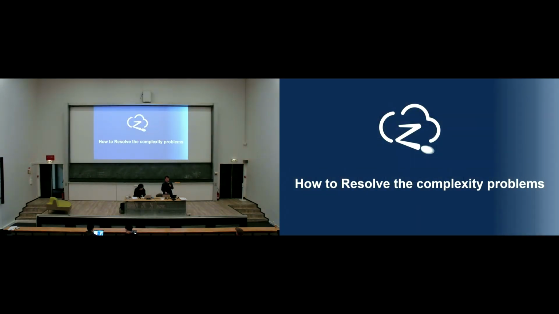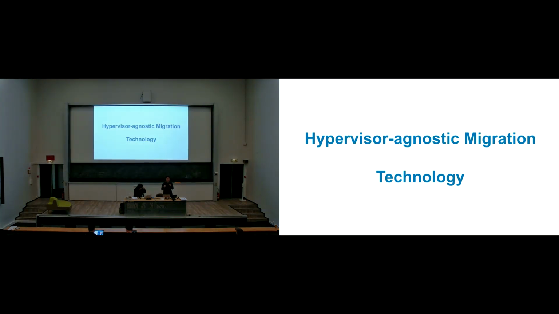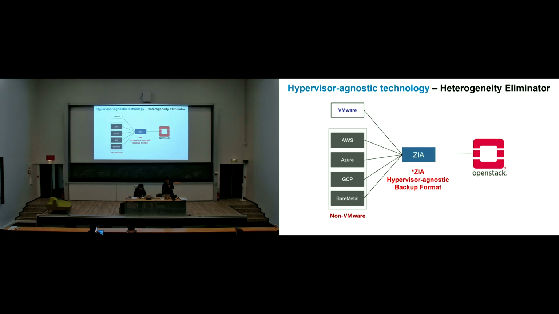How can we resolve these complex issues? ZConverter has hypervisor-agnostic migration technology. Hypervisor-agnostic technology is a heterogeneity eliminator. As you can see from this slide, the first step of migration with ZConverter is to capture a ZIA image backup format. VMware's VMDK is captured in ZIA backup format. The non-VMware sources, such as AWS and bare metal machines, are also captured in ZIA backup format.